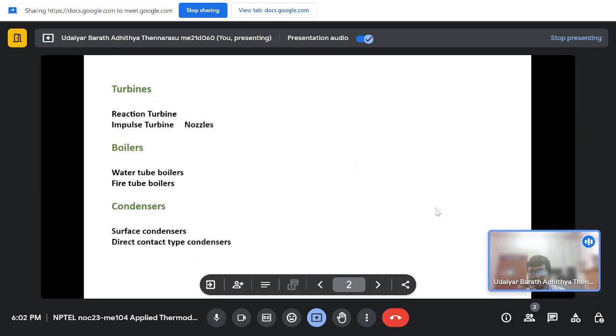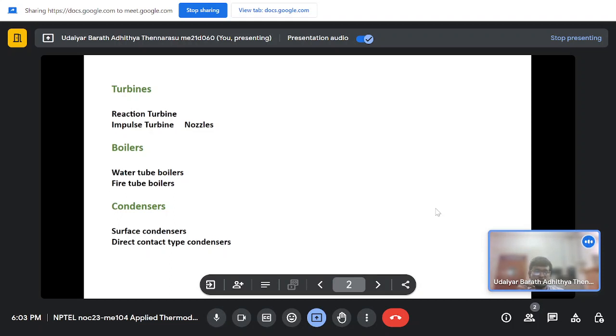So this week, if you see the turbines, we saw two kinds of turbines. One is a reaction turbine and one is an impulse turbine. And we also will look at nozzles. And if you see in boilers, we'll compare these two turbines in the coming slides. We'll also look at boilers. We have two types of boilers. We have water tube boilers, and there's another one which is called fire tube boilers. And if you come to condenser, we have a surface condenser and a direct contact type condenser.